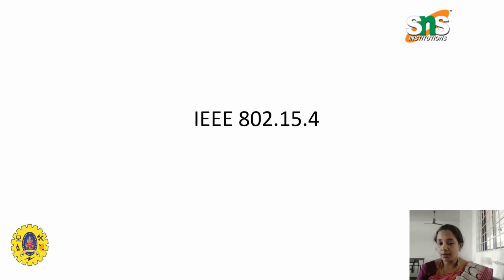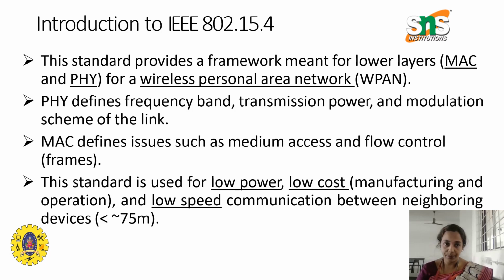The very first one is IEEE 802.15.4. This standard provides a framework meant for the lower layers, MAC and PHY, for a wireless personal area network. PAN means personal area network, LAN means local area network, and wide area network is nothing but WAN.